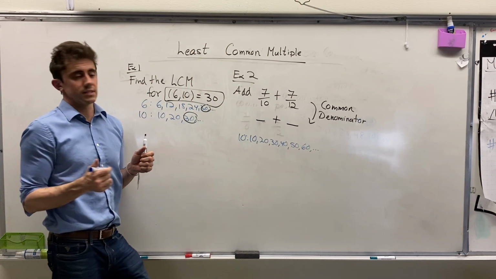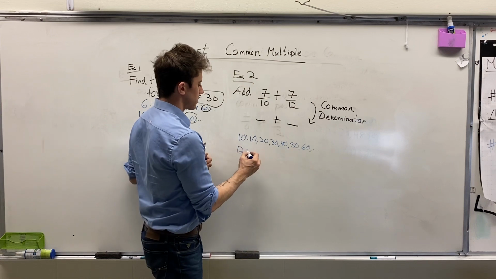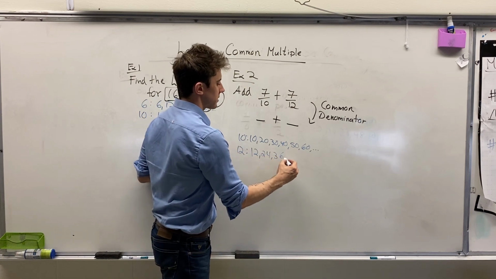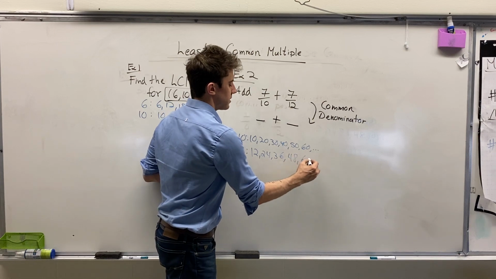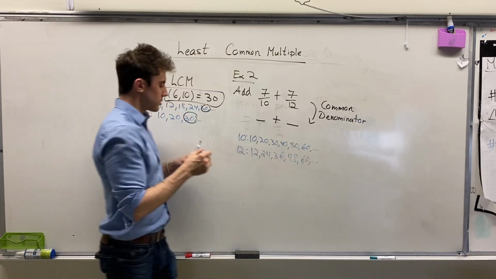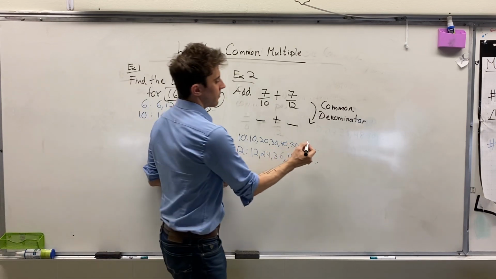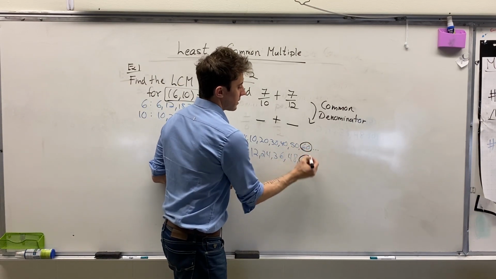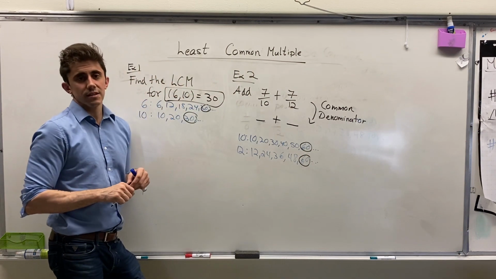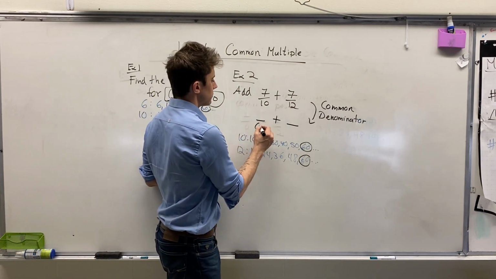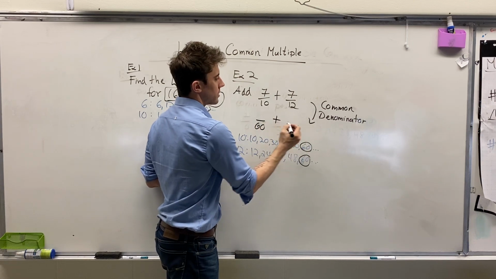The 10s are pretty easy to deal with. And next we have 12, we have 24, 36, 48, 60, and so on and so forth. We don't have to go any further because you'll notice that we finally get our least common multiple of 60 popping up in both lists of multiples. And so that's exactly what we're going to use for our common denominator.